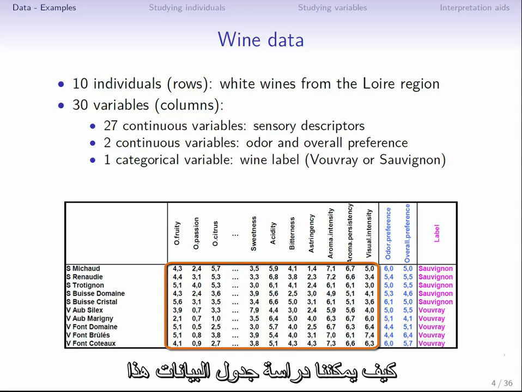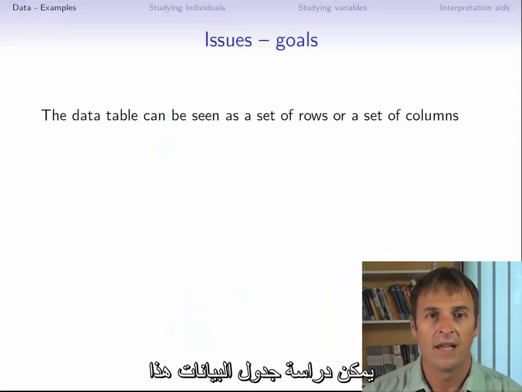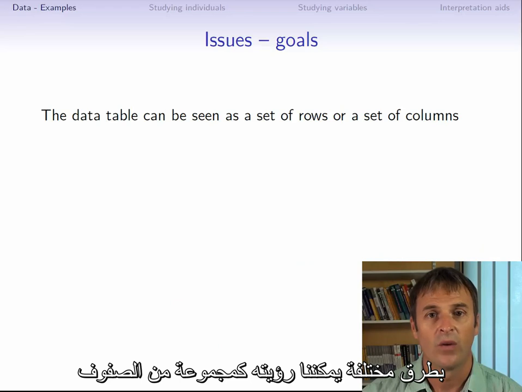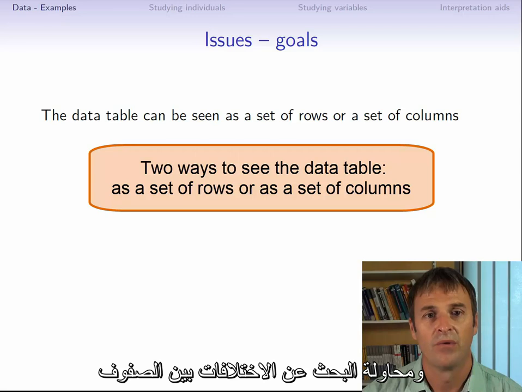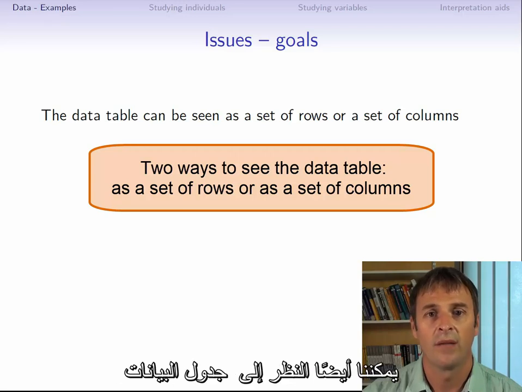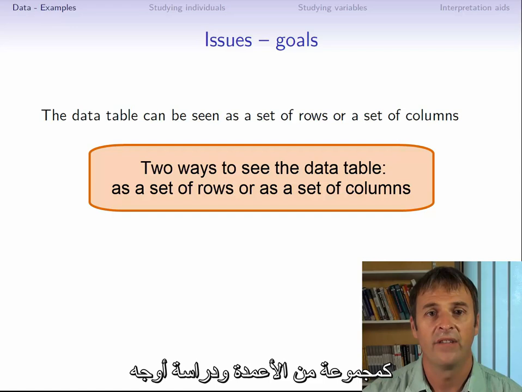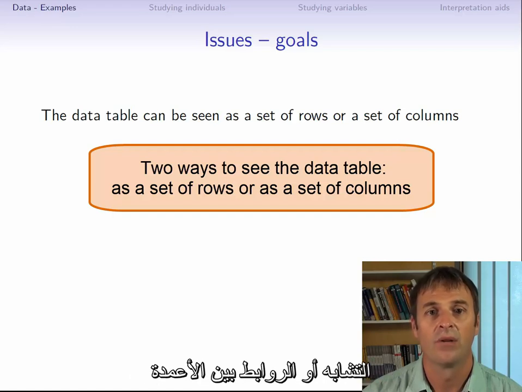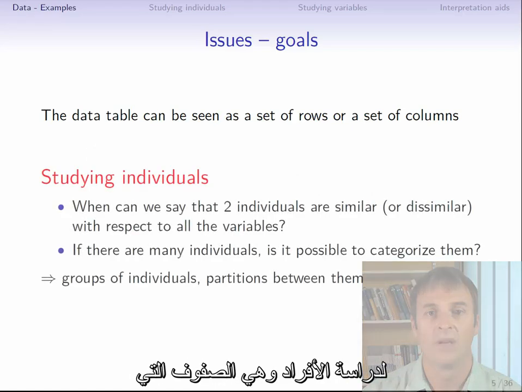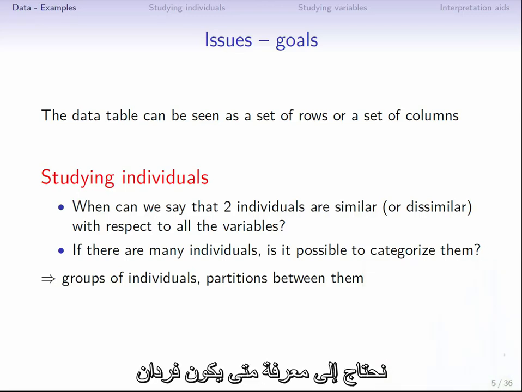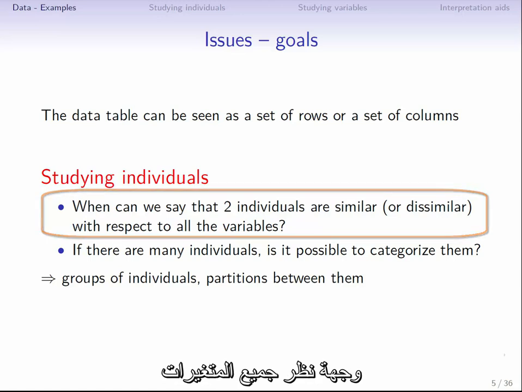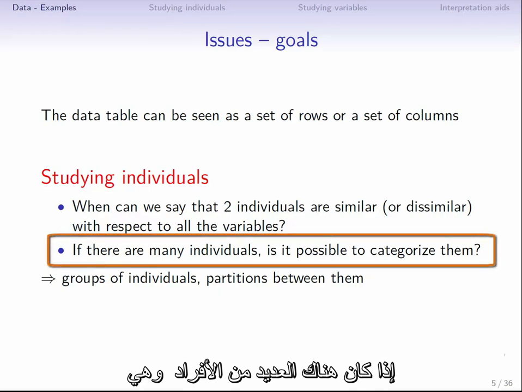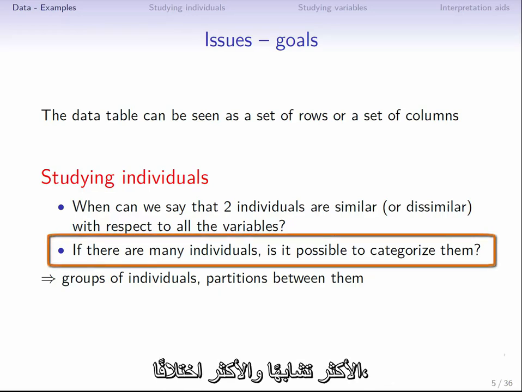How can we study this data table? This data table can be studied in different ways. We can see it as a set of rows and try to look for differences between rows. We can also look at the data table as a set of columns and investigate the similarities or links between columns. To study individuals, that is the rows, we need to know when two individuals are close and when they are different from the point of view of all the variables. If there are many individuals, which are the most similar and the most dissimilar?